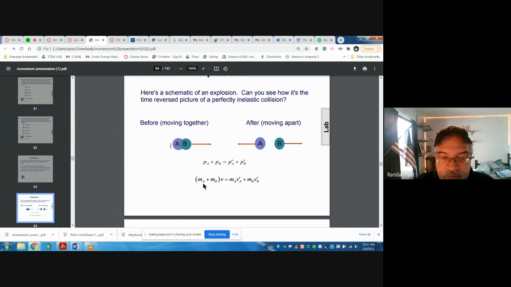So does this look familiar? We have the lump sum of the masses times the velocity before the collision, or before the explosion, is equal to these two individual momentum of A and momentum of B. Okay, this was reverse of what we had before.